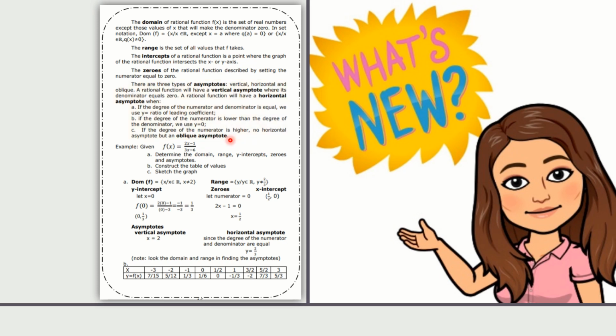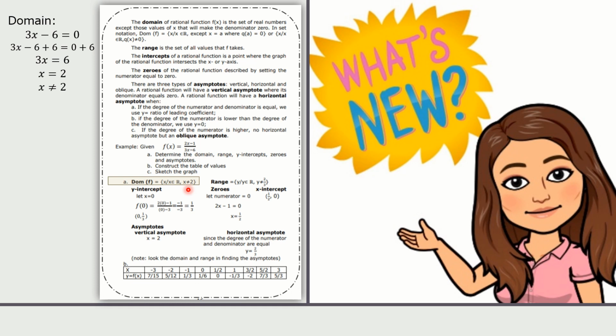So let us look at the example given. Let us determine the domain, range, y-intercepts, zeros, and asymptotes, as well as construct the table of values, and then eventually we will be able to sketch the graph. Look for the domain. We equate the denominator to 0 and solve for x. So we get x is equal to 2. Thus, the domain will not include 2, so x is not equal to 2. The domain of f is equal to all x values such that x is an element of real numbers excluding 2.